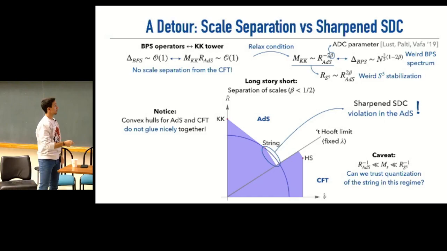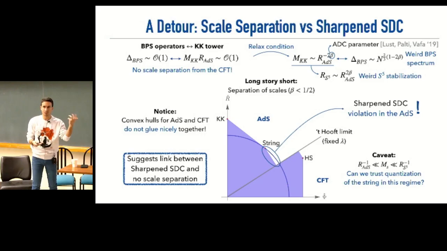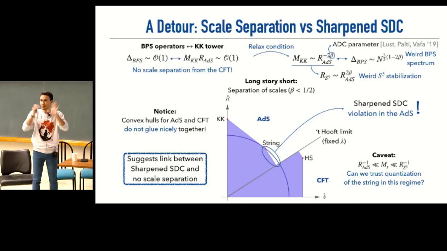So, yeah, but all in all, the message that I wanted to convey is that even though this is just some kind of game that I played, it kind of suggests a link between this shuttle distance conjecture and this projection. You have a conformal manifold and no scale separation. Because notice that the moment I break it, everything fades out. Okay?